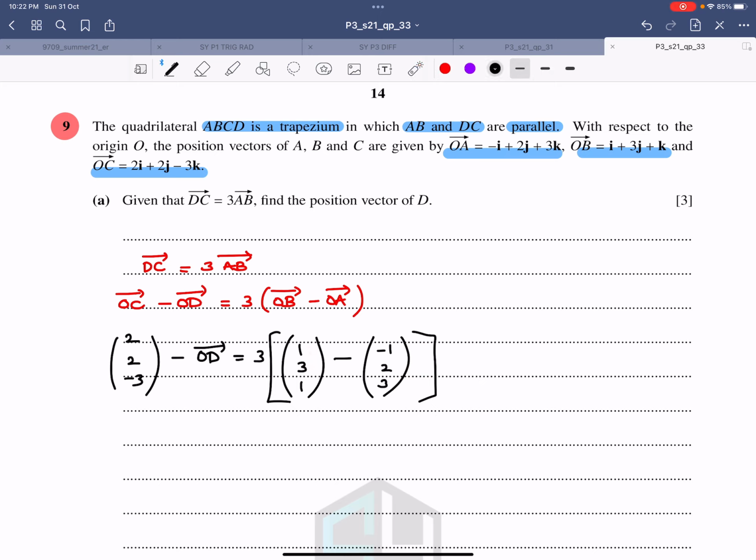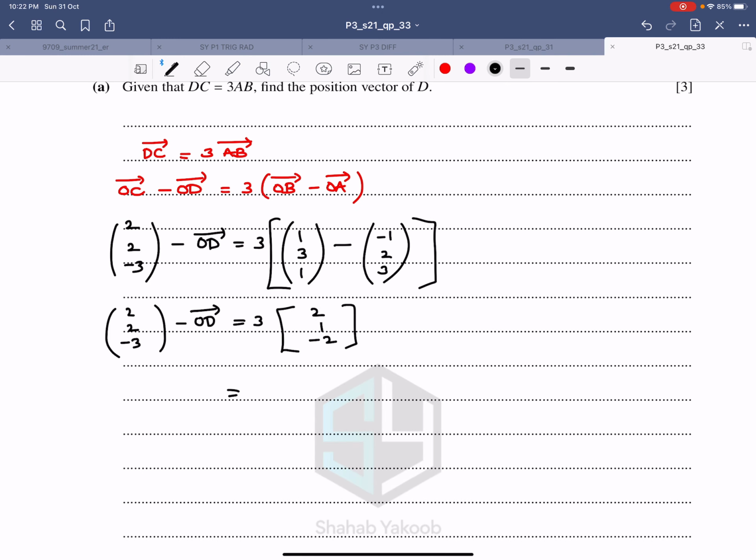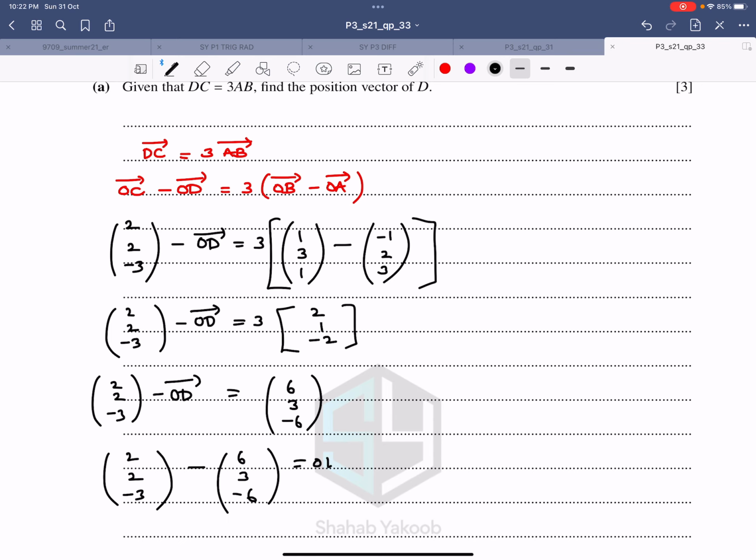Now simplify. This is (2, 2, -3) minus OD. That is 3 times: 1 minus -1 is 2, 3 minus 2 is 1, 1 minus 3 is -2. Let's multiply. That is (6, 3, -6). And this is (2, 2, -3) minus OD. So now (2, 2, -3) minus (6, 3, -6) is equal to OD.